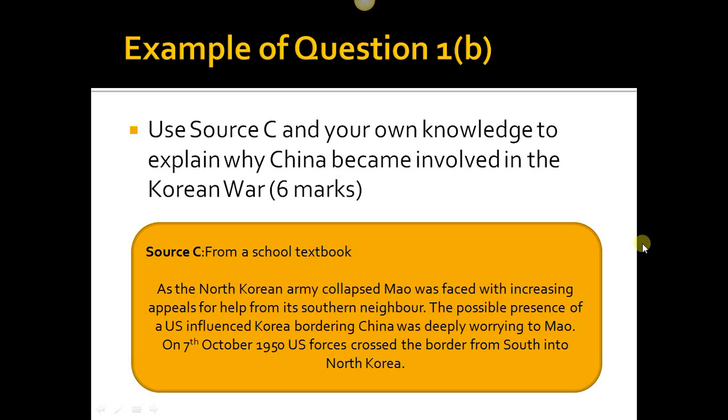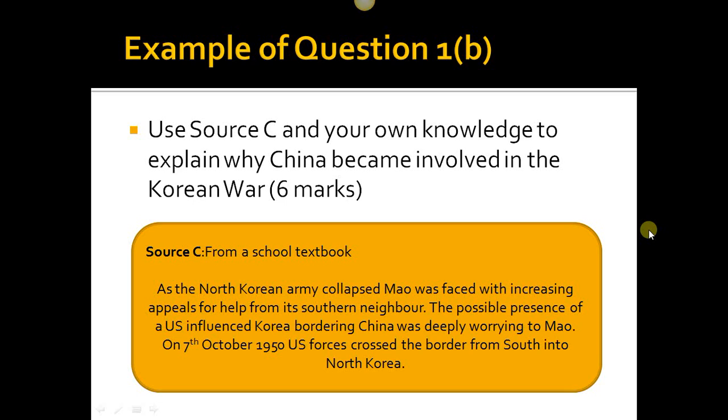Now, the source is from a school textbook. So we're not asked to evaluate the source as such. We just need to use the source and your own knowledge to explain why China became involved in the Korean War. If we read this: as the North Korean army collapsed, Mao was faced with increasing appeals for help from its southern neighbor. The possible presence of a US-influenced Korea bordering China was deeply worrying to Mao. On the 7th of October 1950, US forces crossed the border from South into North Korea.